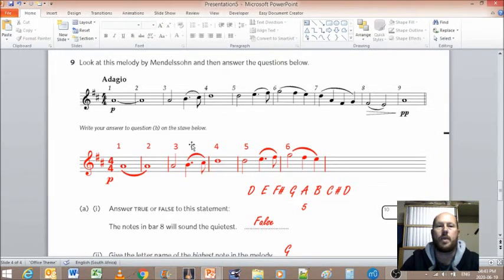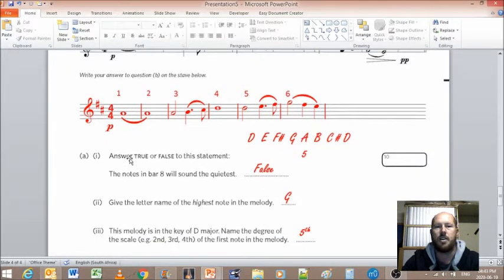So let's take a look at question 9. It says, look at this melody by Mendelssohn and then answer the questions below. So now I've answered obviously the last part over here first. I've written this out, but we're going to ignore this for a second. We're going to just take a look here.